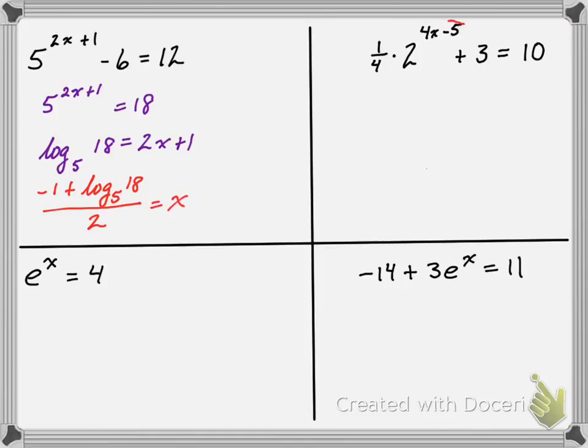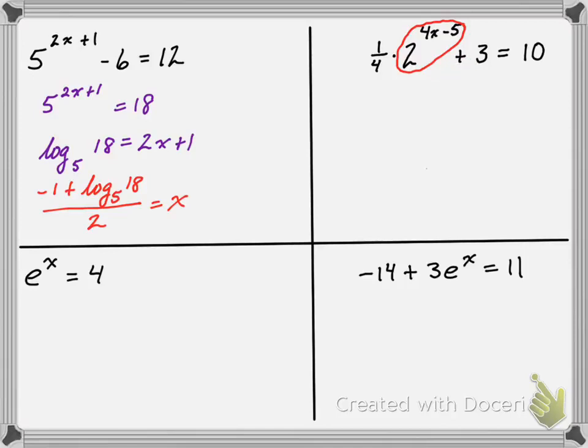All right, so the next problem, we want to isolate this part, which means we need to move the 3 and the 1/4. This is your subtraction and addition part, so we're going to move this first.